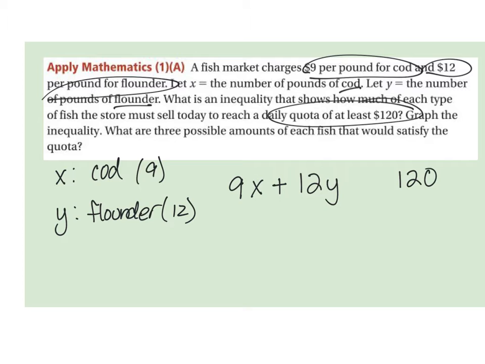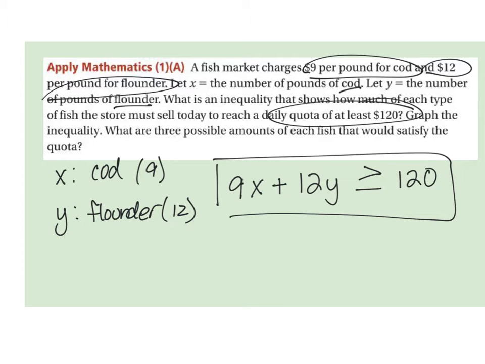So we need to decide what inequality symbol would actually work for this. Can they make $120 and it satisfy that inequality? Yes, so we could put the equal sign. What about, can they make more than $120? Would that be okay? Yes, so then it could be greater than. So this inequality matches what we need here.